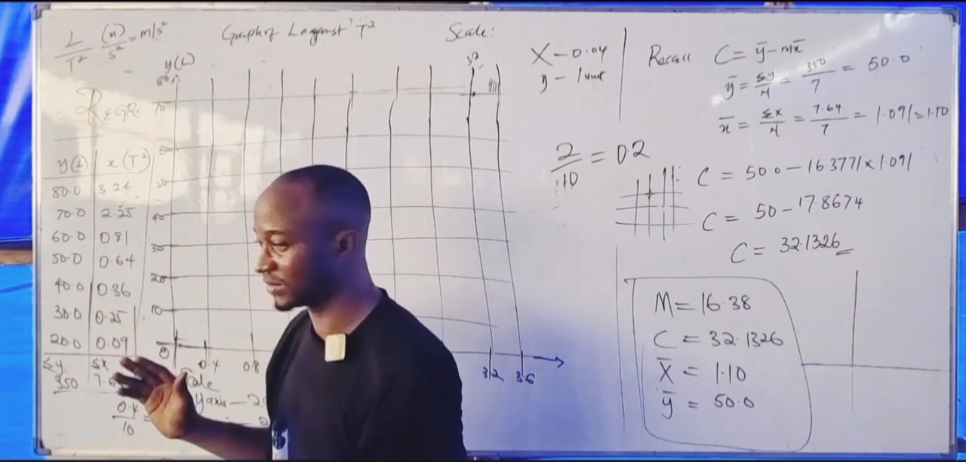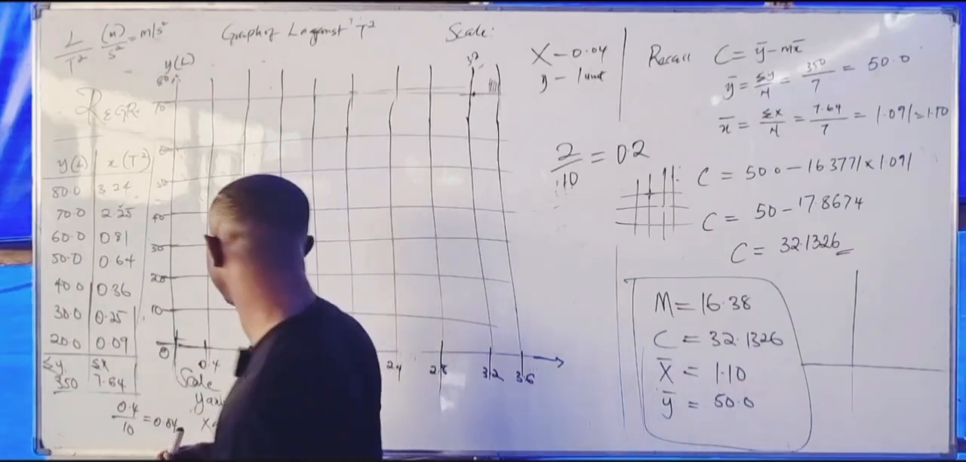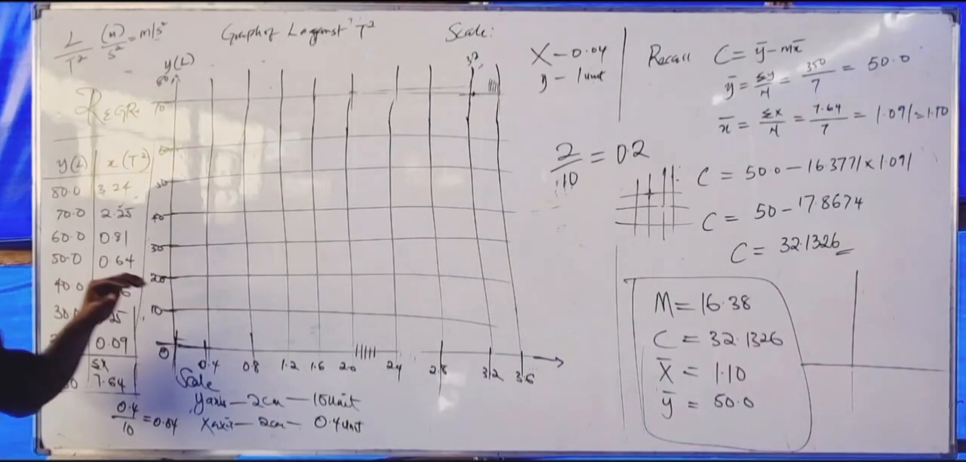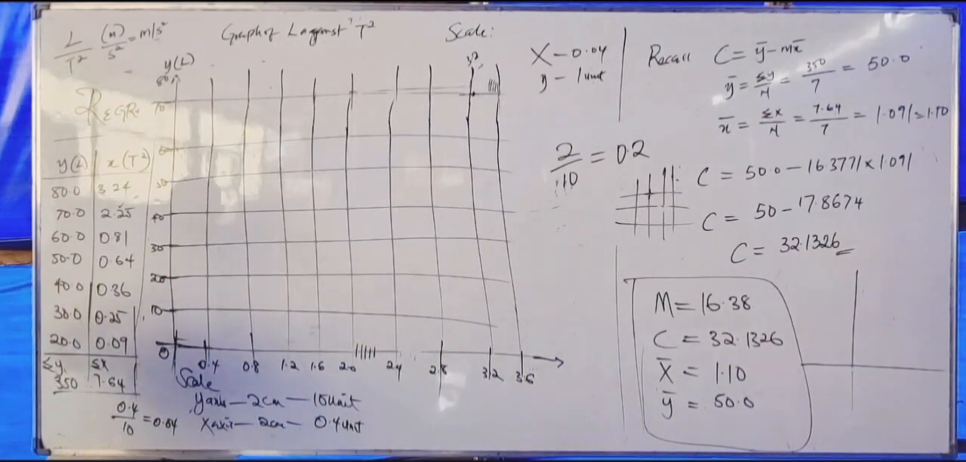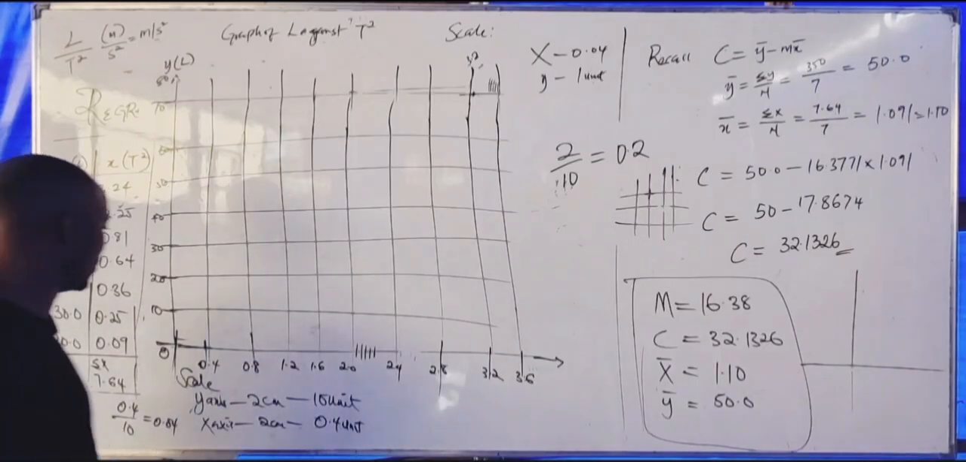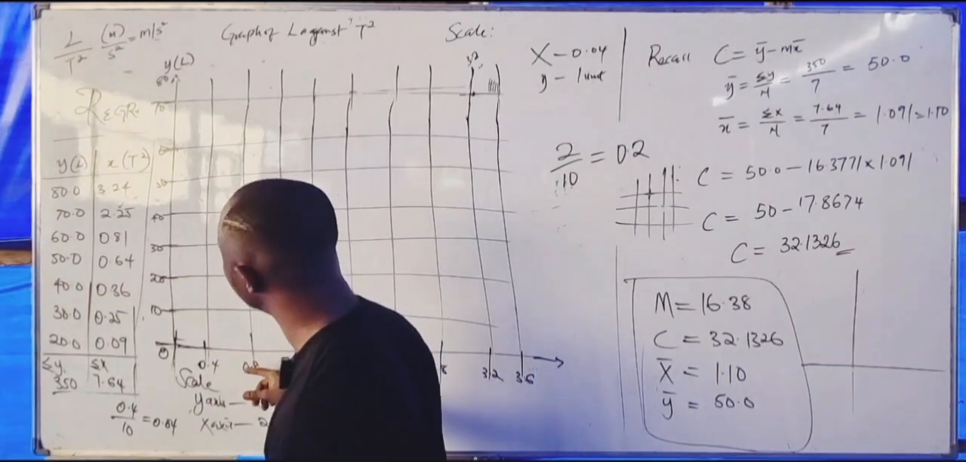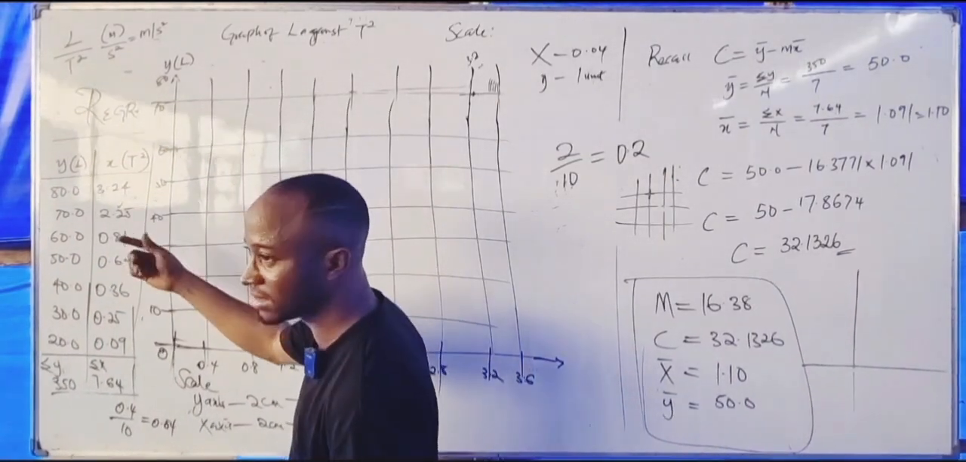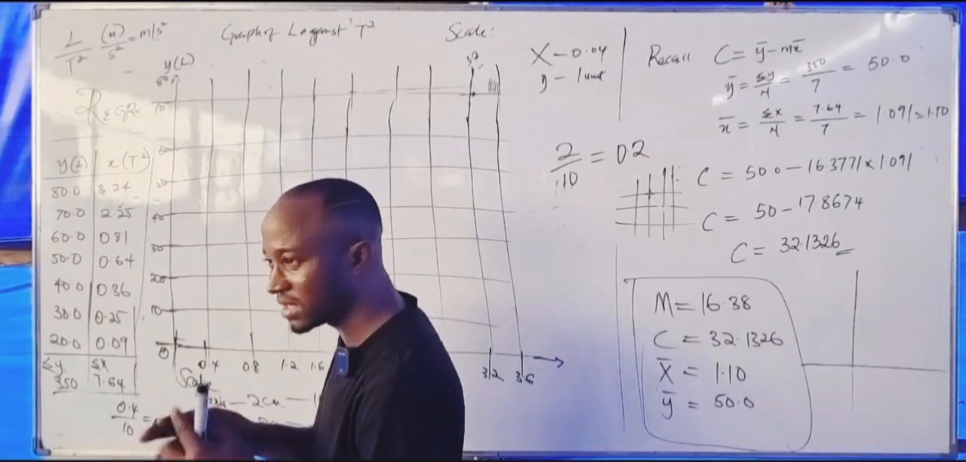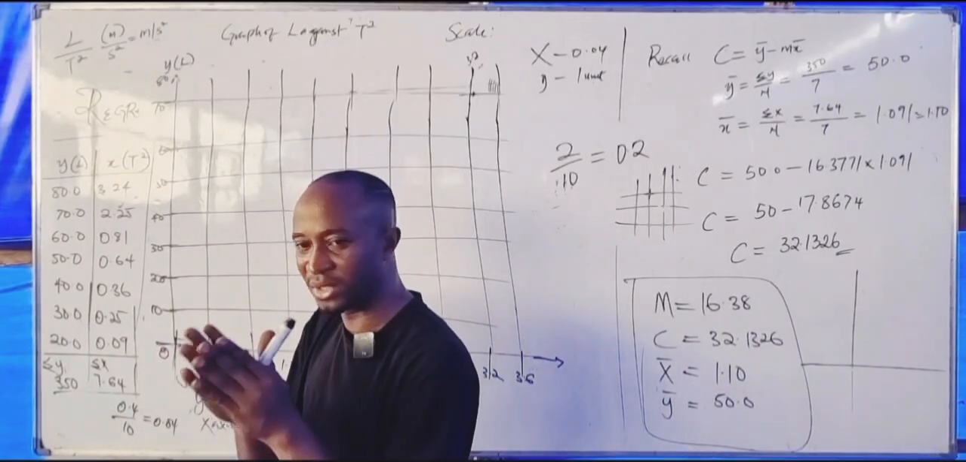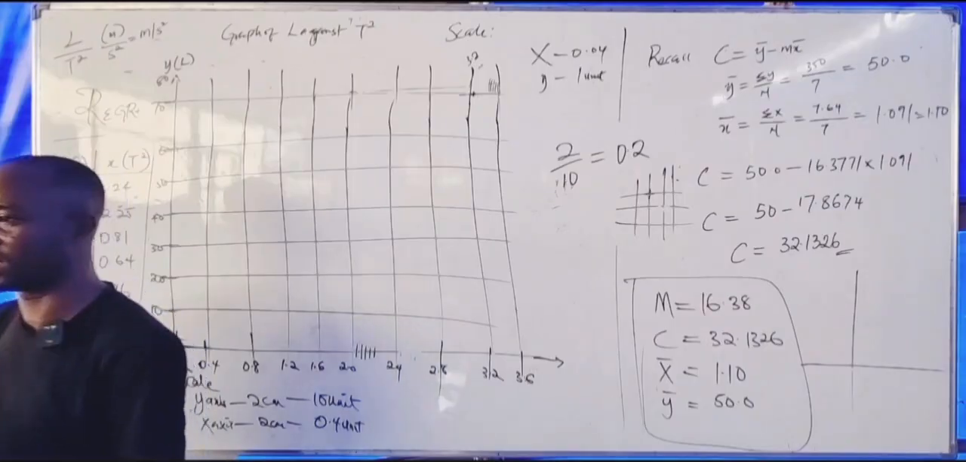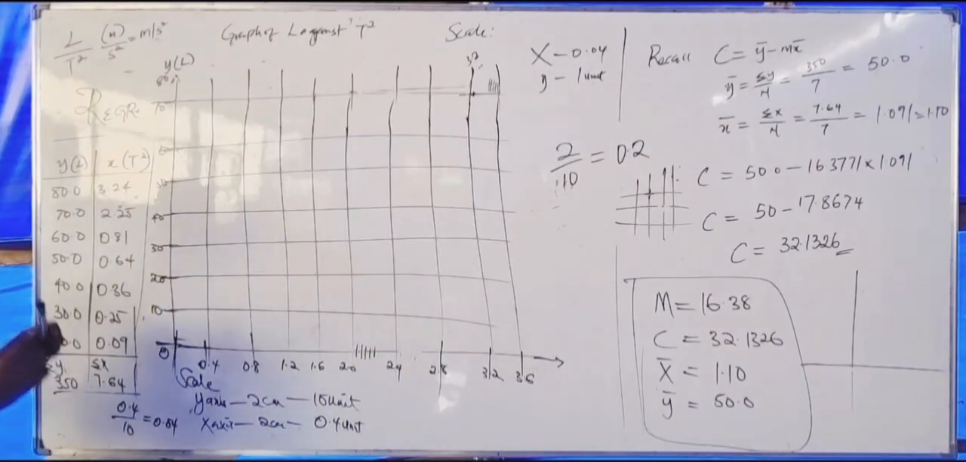I'll be going round now to check your work. Let's start working on the third one. 60 as against 0.8. Where is 0.8? Okay, this is 0.81. The same way, just in between 0.8 and 0.84. Just put it there.